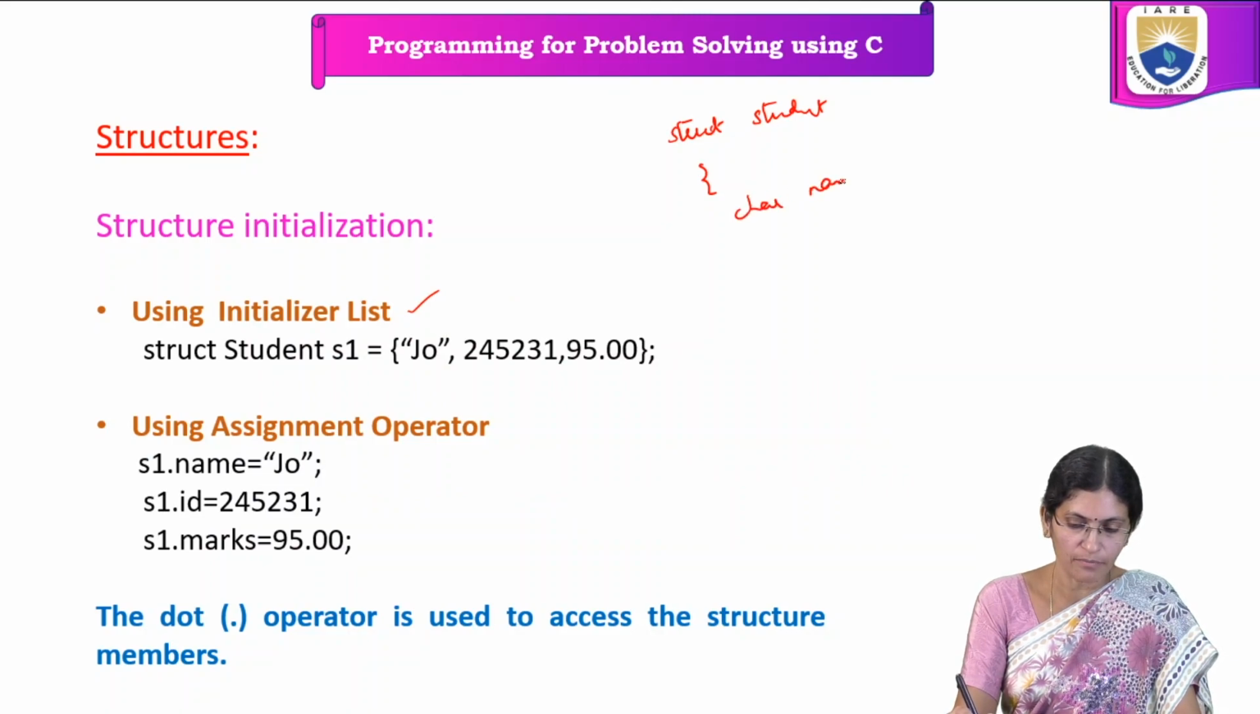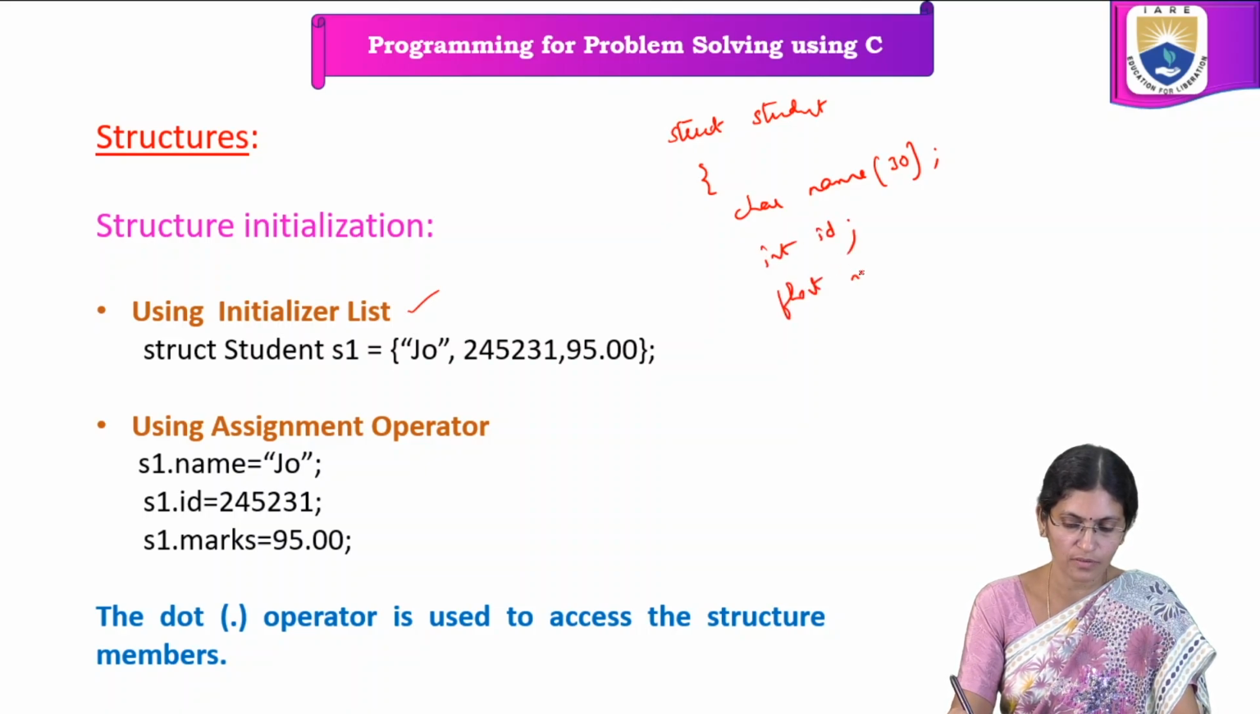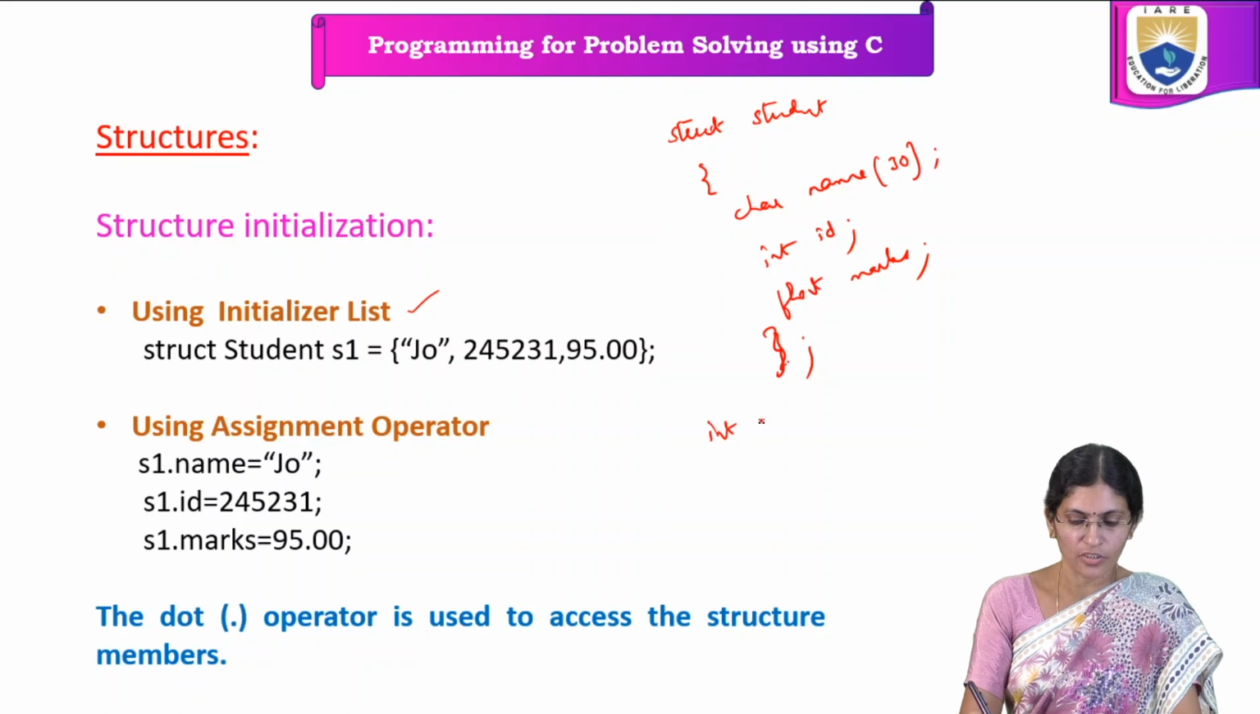So character, name, next one is integer, and the last one is float. So these are the marks. So this is the structure definition. So then how to initialize this?